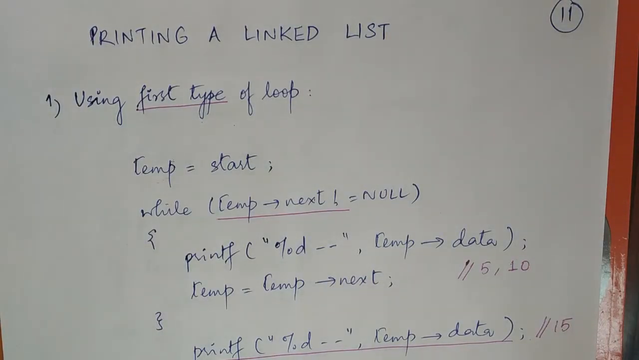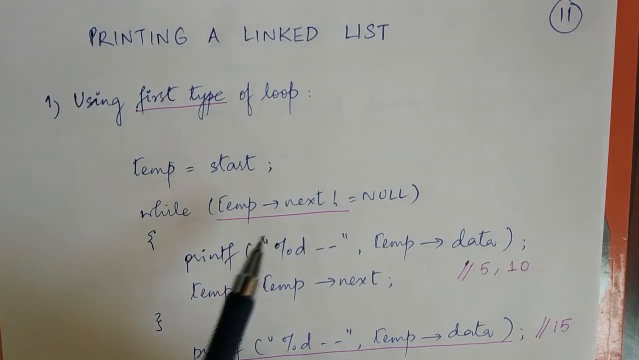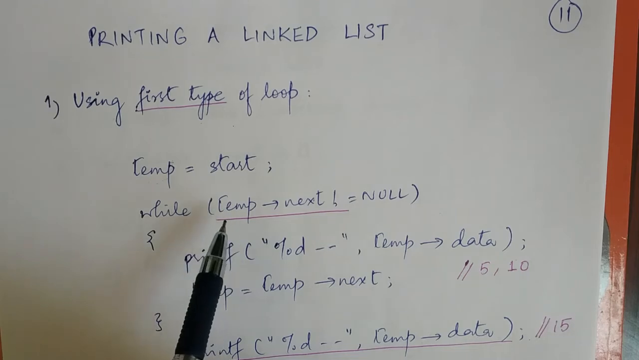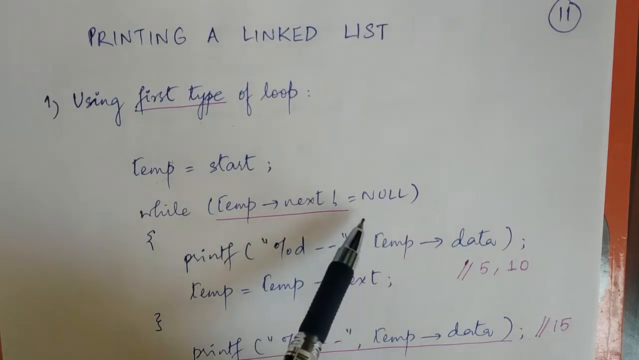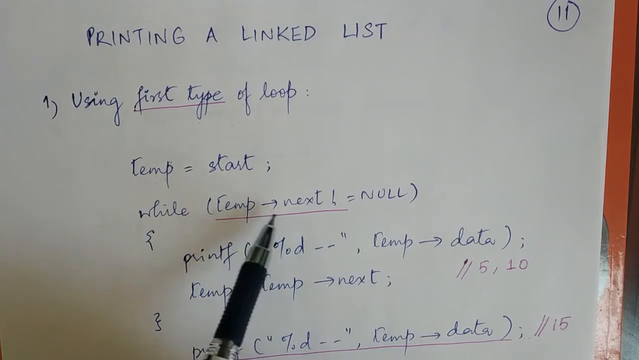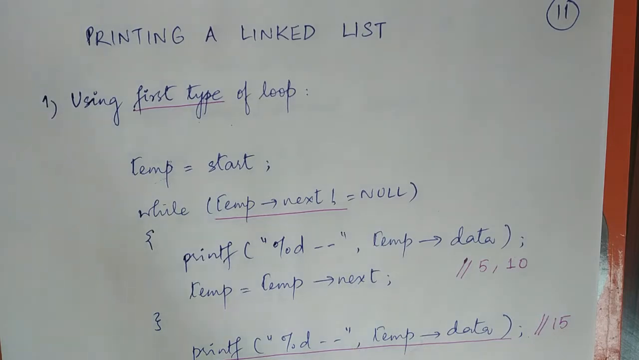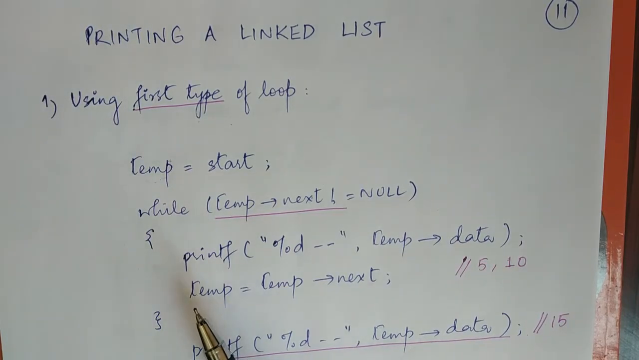So let's go to print first. How do you print a linked list? If you remember, I did 2 loops for traversing a linked list. The first loop had this while condition, while temp to next is not equal to null. This condition makes you stop at the last node. So if we are using loop number 1 to do the printing, how do we go about it?